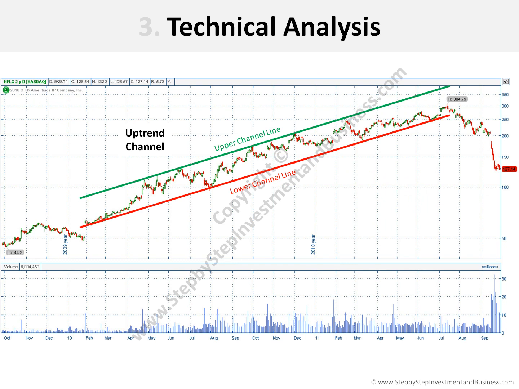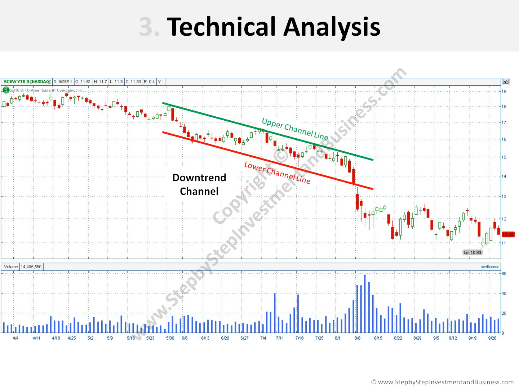Among all the patterns that we mentioned, we will focus on the channel. Right here, we can see a real example of an uptrend channel. Clearly, the stock prices fluctuate within two parallel trend lines, in this case, ascending ones. In any type of channel, the lower trend line is called lower channel line, while the upper trend line is called upper channel line. In this example, we can see a downtrend channel.